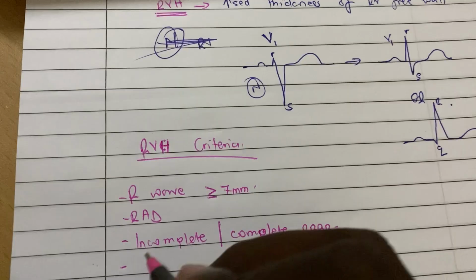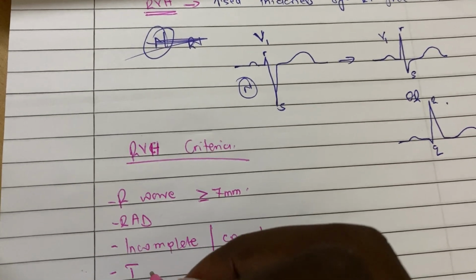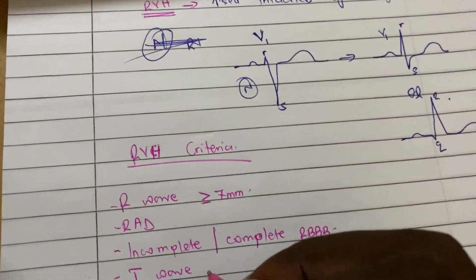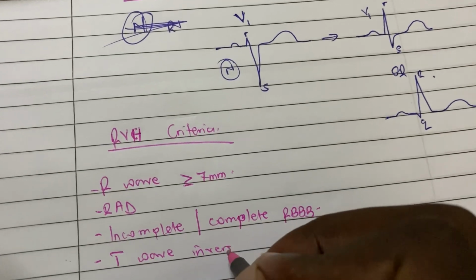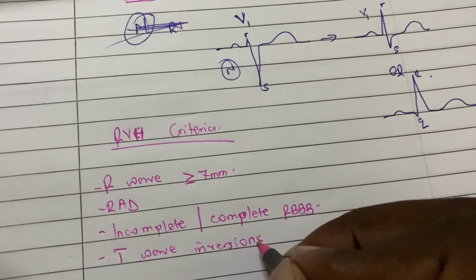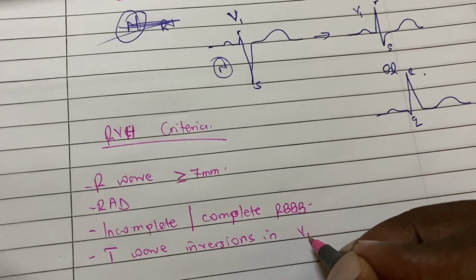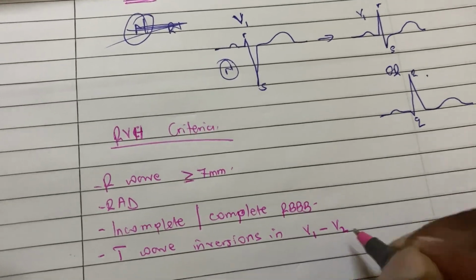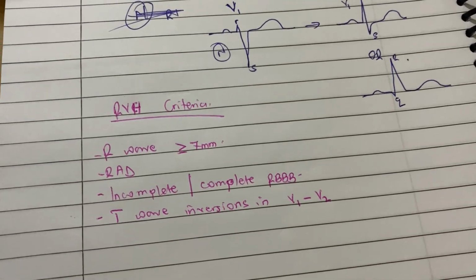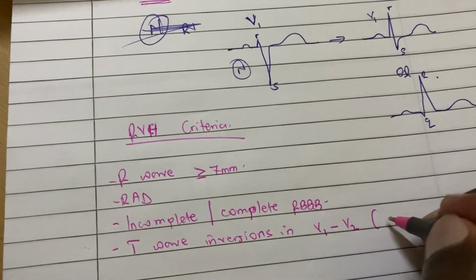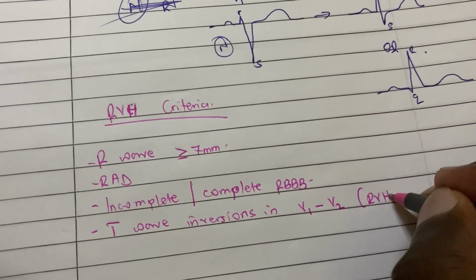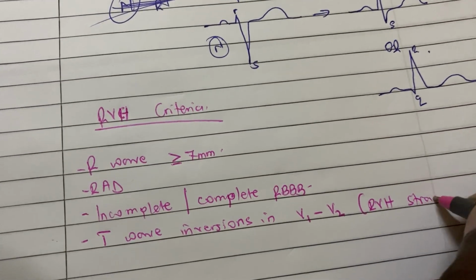And then T wave inversions in V1 to V2, for example. In V1 to V2, that one is called RVH strain pattern.